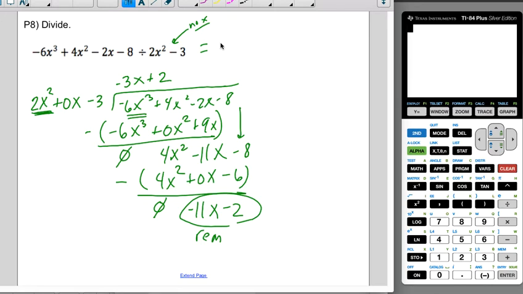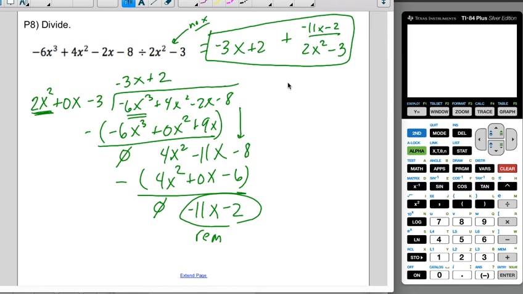So I'm going to get that the answer is negative 3x plus 2 plus my remainder over my divisor. Now that answer is great, and it's the answer I would suggest. Oh, sorry, that's a minus 3. My bad. This is the answer I would suggest, right? It is also a correct answer, so this is okay, but a bad idea.